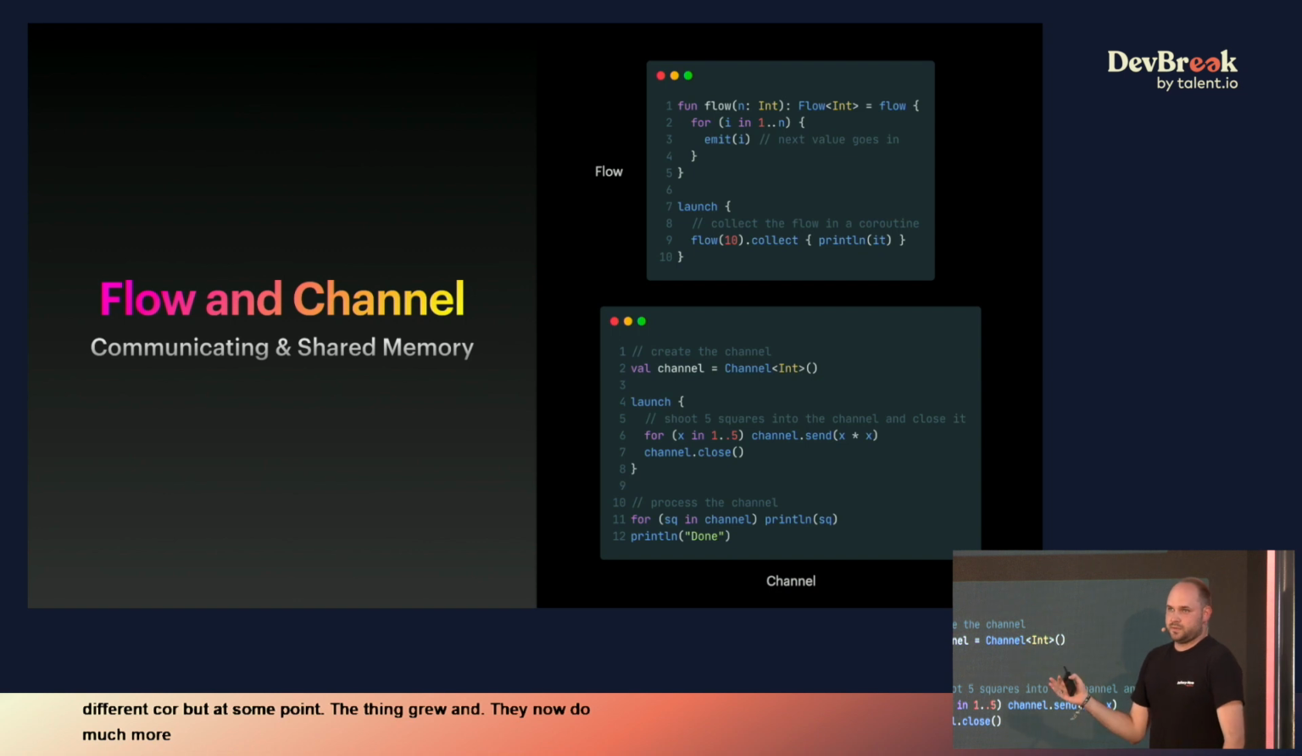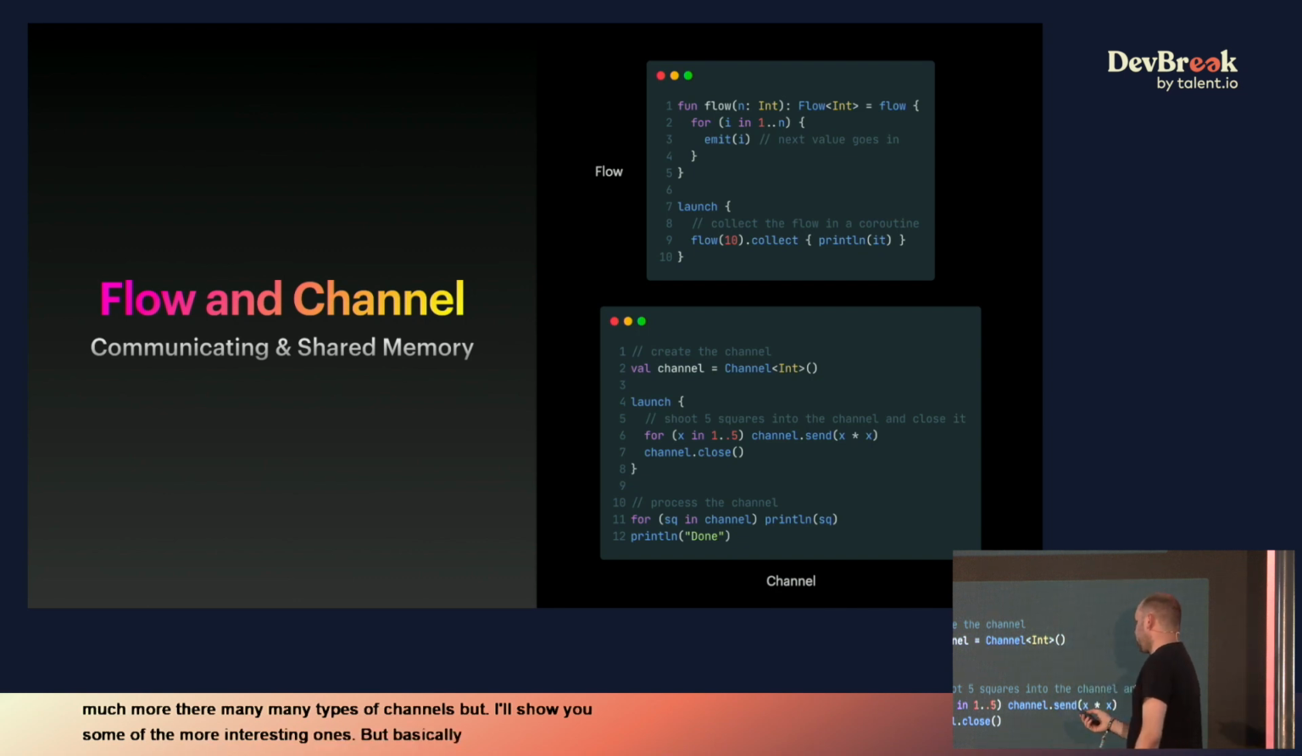There are many types of channels, but I'll show you some of the more interesting ones. Basically, they are like, let's say, a message queue, where you send stuff into the channel, and somebody else is listening to the channel, but the channels are kind of live. So flows are set up, let's say, statically, and channels are live. At any point you can push stuff into the channels, whereas flows are not live concepts.